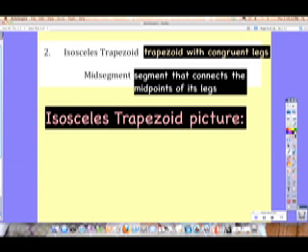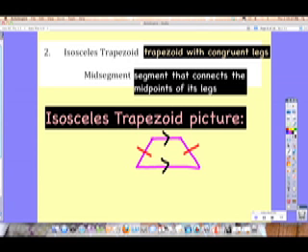We'll draw it. First, let's draw an isosceles trapezoid. We've got a parallel side and a parallel side. Do my best. Don't forget your parallel symbols. Make sure it's a trapezoid. Check, check. But then it's saying this is congruent to this. That's an isosceles trapezoid when those legs are congruent.